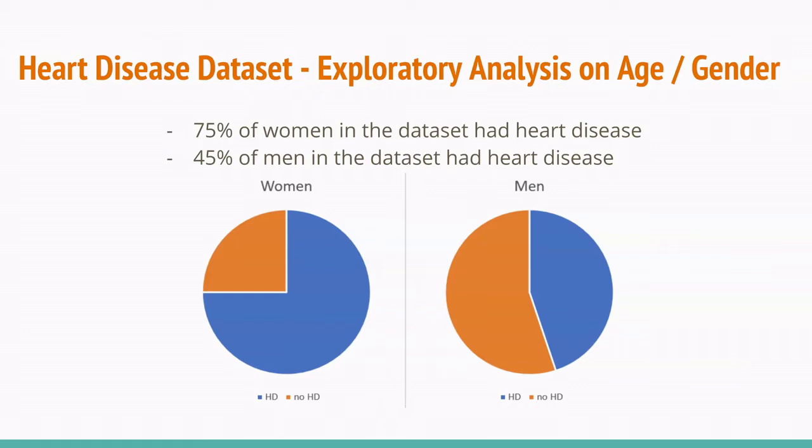far more likely to have heart disease than women who were not. Exactly 75% of women in the dataset had heart disease, while the men in the dataset were more split down the middle, with 45% having heart disease.